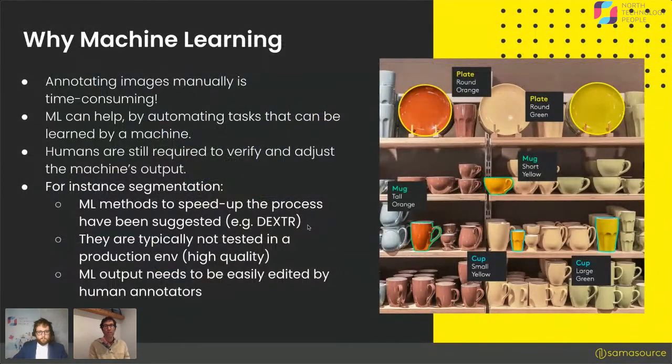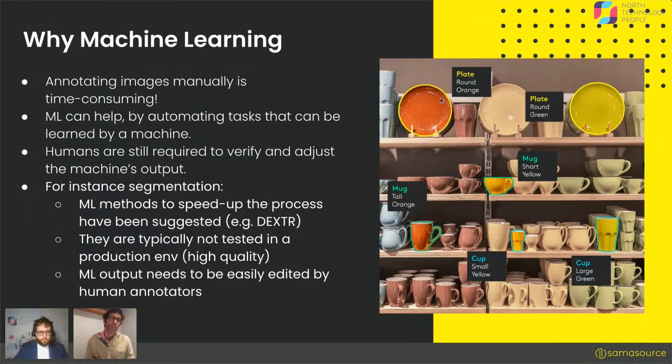Now, why machine learning? Annotating those images and those videos manually is really time consuming. Machine learning can help by automating some of the tasks that can be learned by a machine. For example, here you don't necessarily need a human to say that this is orange and this is yellow, and these are shapes that are pretty easy to segment.